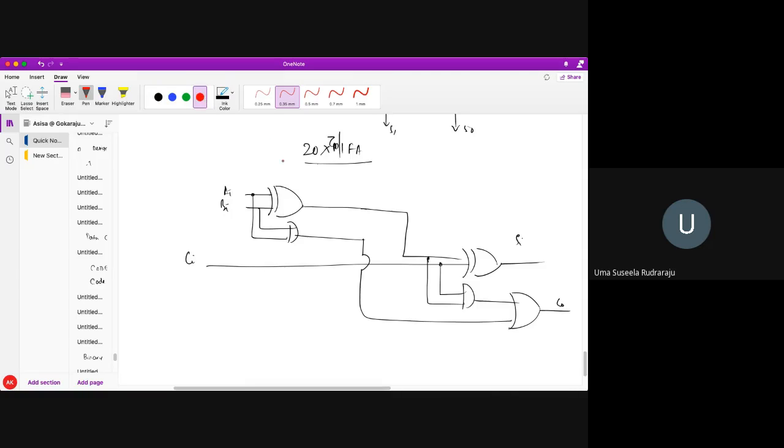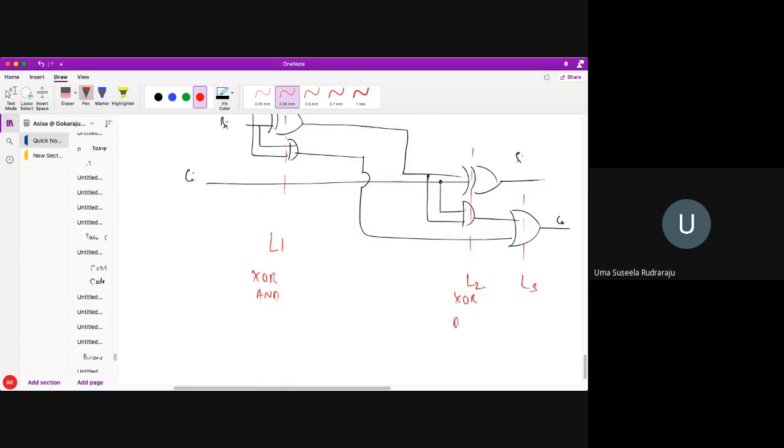Now tell me how many levels are in this full adder. Level 1, next level 2, next level 3. In level 1, it has XOR and AND. In level 2, again it has the same XOR and AND. In level 3, it has an OR gate. So a full adder must have three levels: level 1, level 2, level 3.